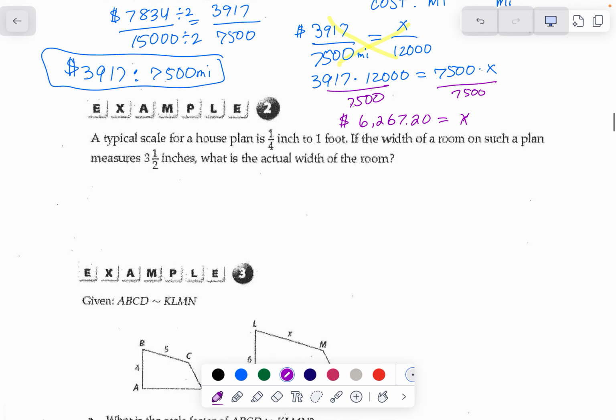The typical scale for a house plan is 1/4 inch to a foot. If the width of a room on such a plan measures 3.5 inches, what is the actual width of the room? Okay. If you were to put into your calculator 1 divided by 4, what's the decimal for a fourth? 0.25. Let's write it as 0.25.